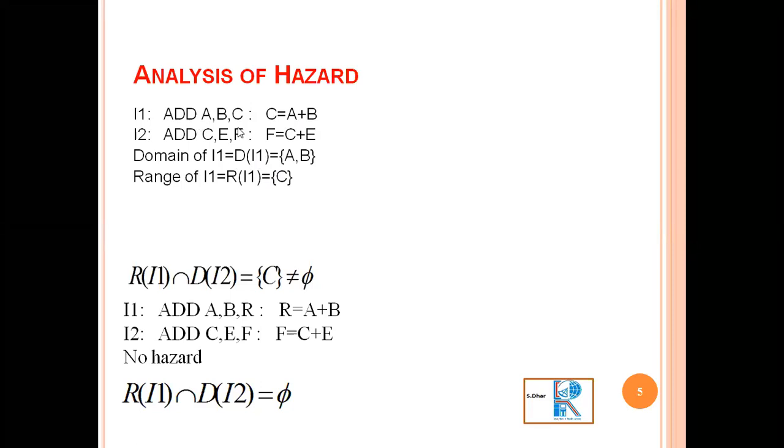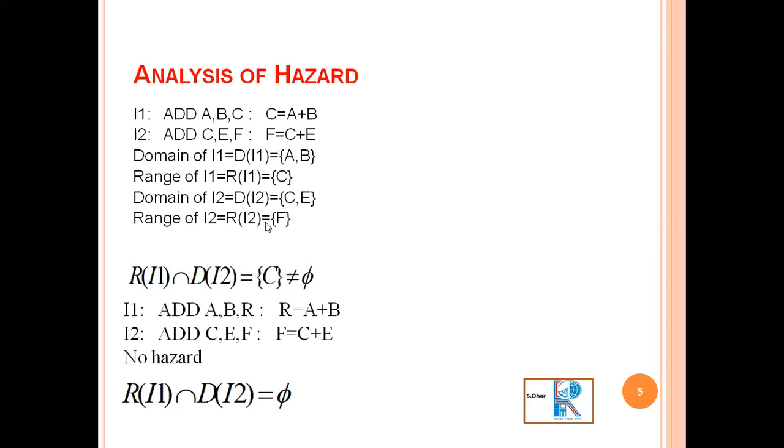So for this type of instruction, domain of I1 is the register where the data is stored for the arithmetical or logical operation, here A and B, and range of a particular instruction, R(I1), is the register where the final data is stored, here C. So domain of I1 is A and B and range of I1 is C. Clear? So for the next instruction, what is the domain? Domain of I2 is obviously C and E, because here C and E are added. And the range of I2 is obviously F.